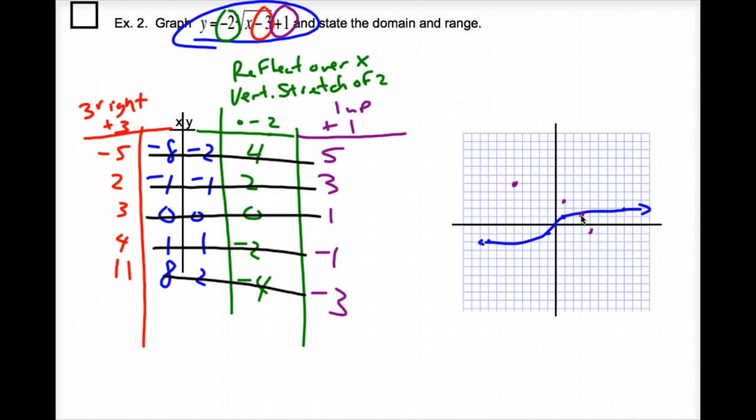Should still look like they're in a line. I think, let's see, 3, 1, 4, negative 1. Oh, I guess that's right. Okay, and 11, negative 3, right there. Okay.